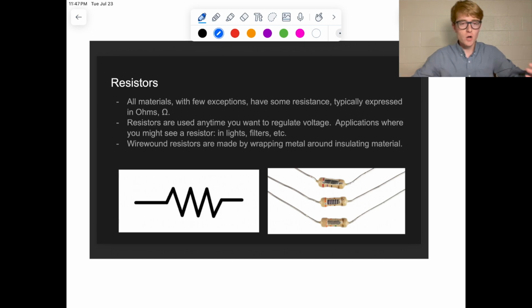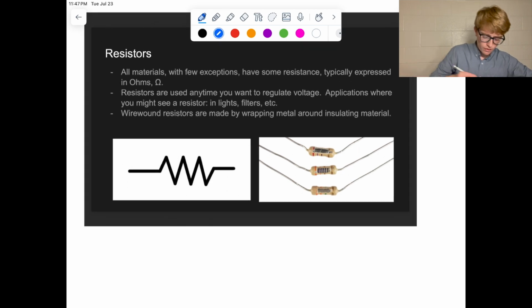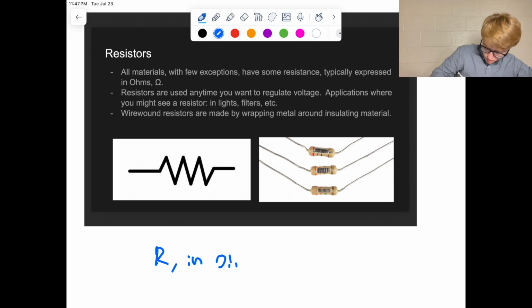So first, what is a resistor, right? Basically every material has some sort of resistance, and we'll call that resistance R, and it's going to be expressed in ohms.